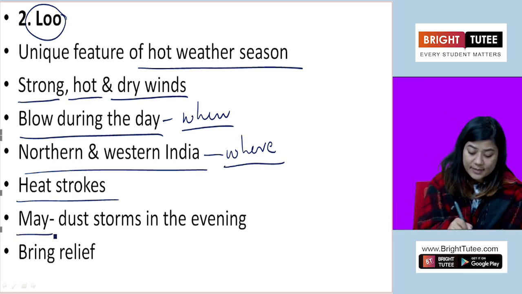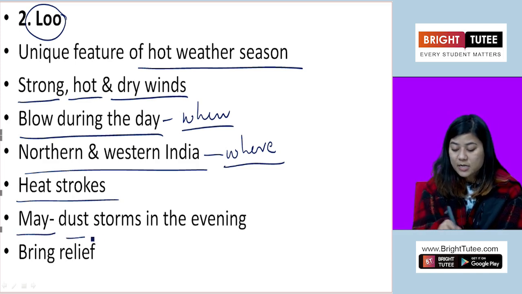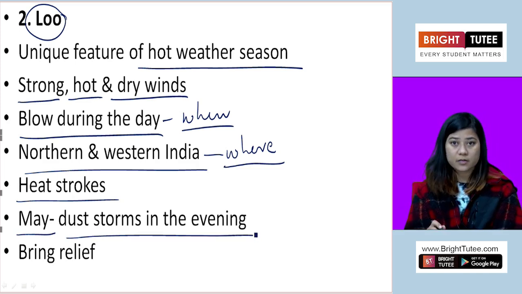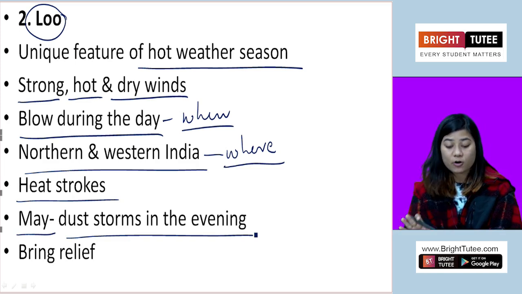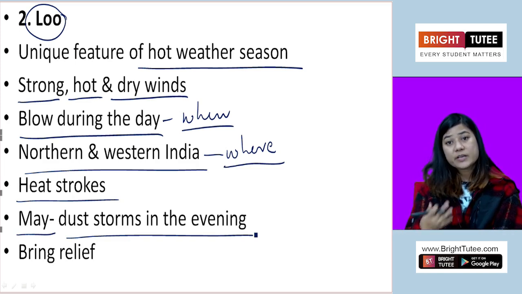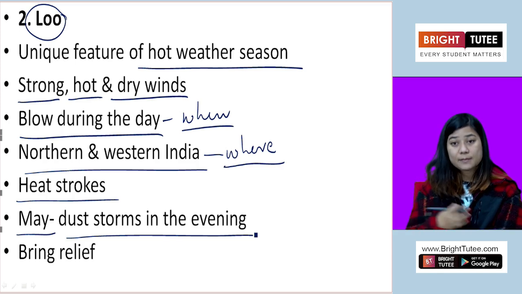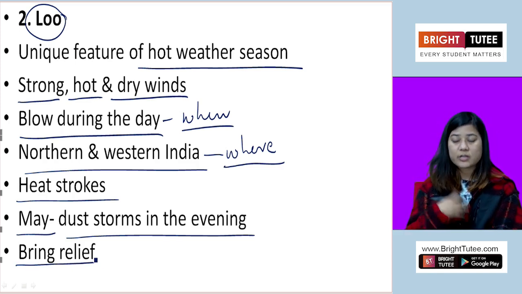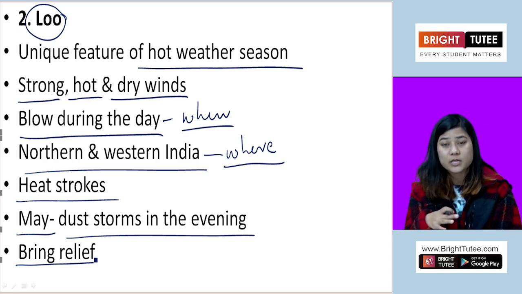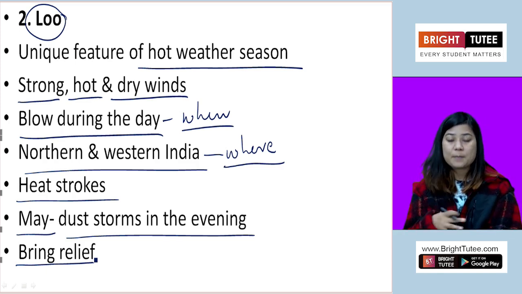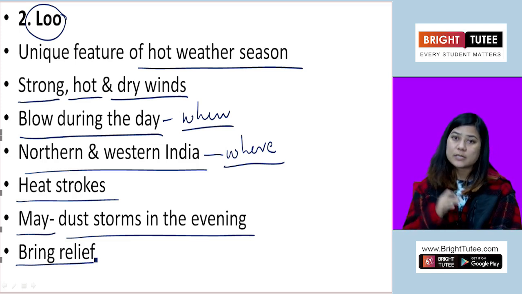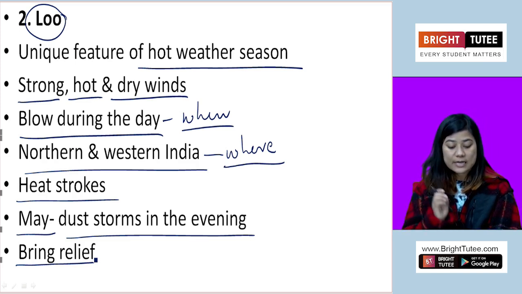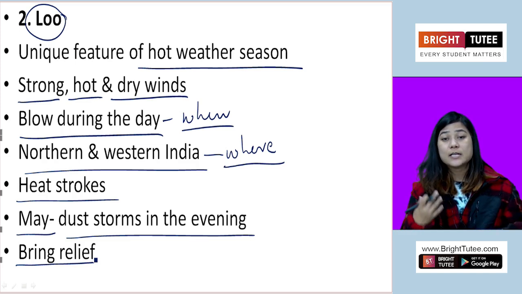Now in May, this lu brings dust storms in the evening. During the day it is very hot, but in the evening it brings dust storms, and because of that it brings some relief. So even though you feel extremely hot during the day, by the evening you feel much better because it begins to feel a little cooler.